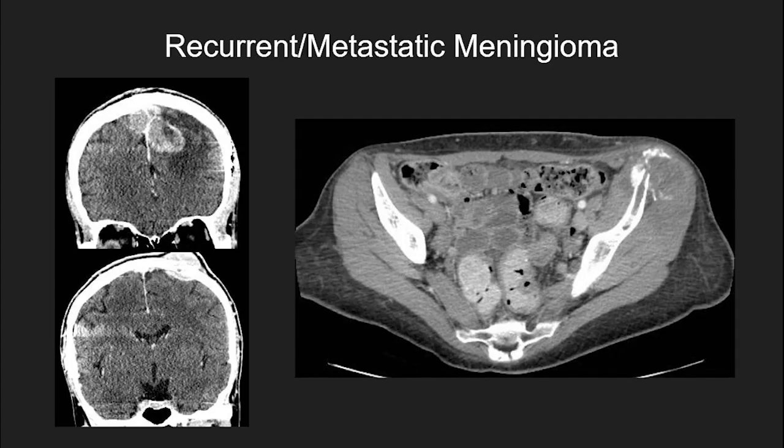Here are examples from her CT with the recurrent metastatic meningioma along the falx and extending through the parietal skull. The CT of the pelvis demonstrates an aggressive, destructive soft tissue lesion with peripheral calcifications, which again was resected and found to be metastatic disease.